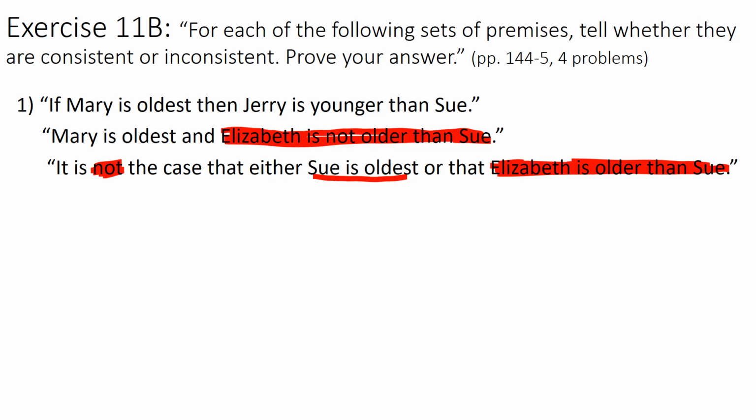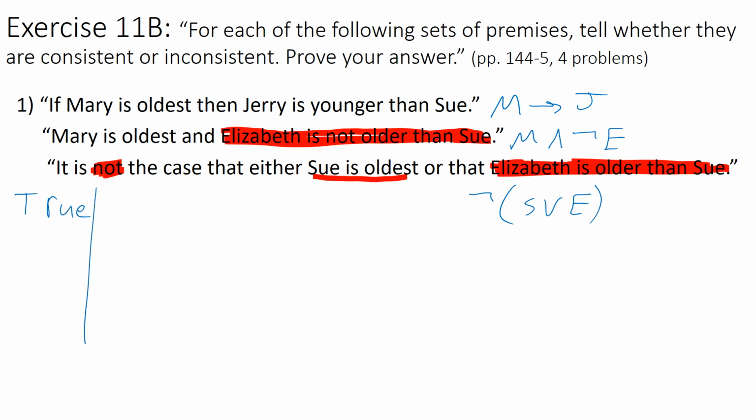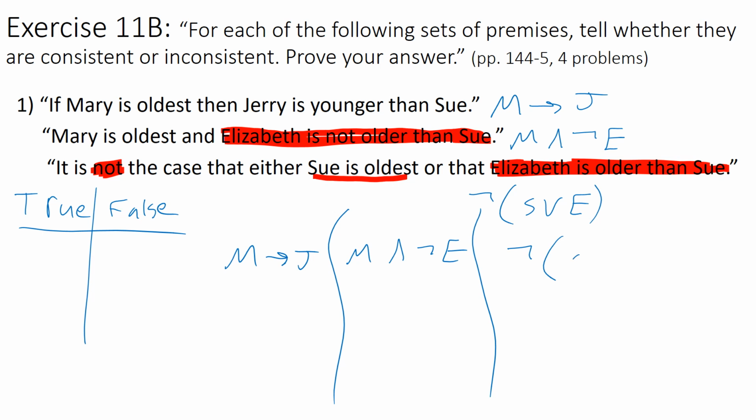Let's symbolically write this. So we have, if M, then J, we have M and not E, and we have not parentheses S or E. Okay. So we have a table, true, false. We have the premise if M then J, premise M and not E, and the premise not parentheses S or E, close parentheses. If we're going to show that they're consistent, each premise has to be true. The most tricky part is the third premise. So I think we should actually begin there.